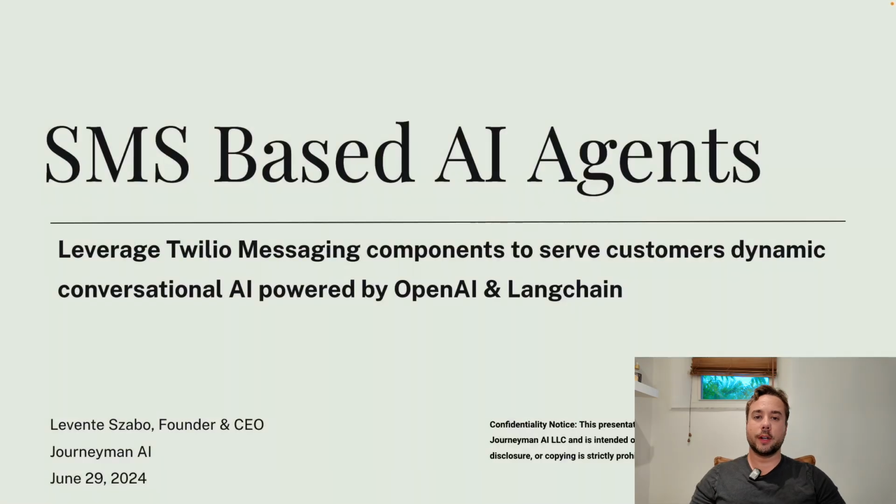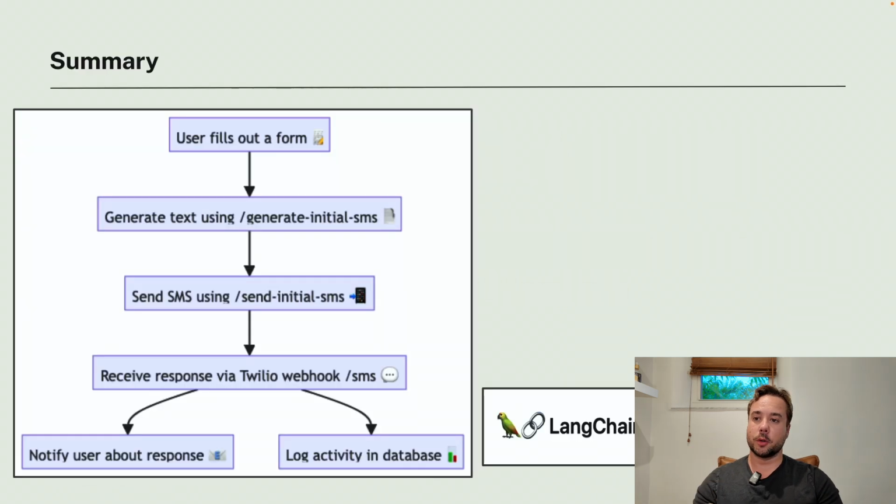So what we're trying to do here is leverage Twilio messaging components to serve customers dynamic conversational AI. So that means there's no pre-recorded message structure. It's all dynamically being generated by OpenAI. And of course, my favorite tool is Langchain. Everything's written in Python. So let's get to it. I'm going to also put these slides in the description if you want to refer to them as well.